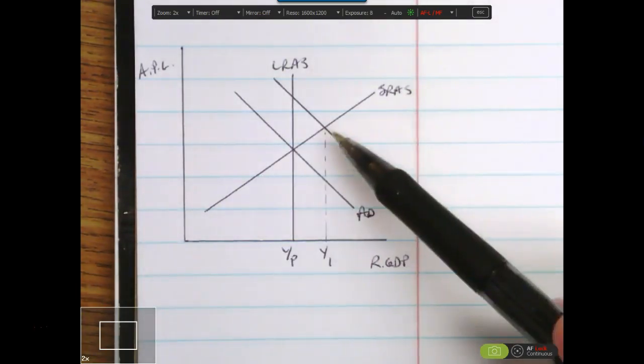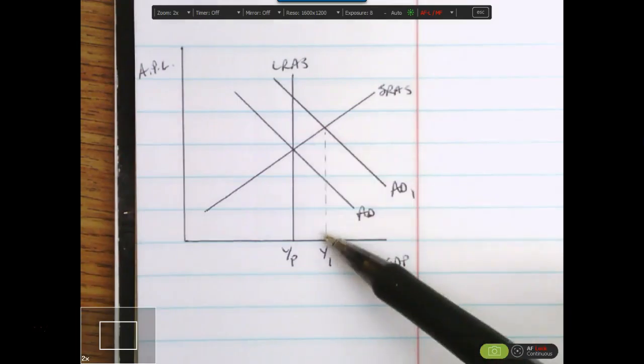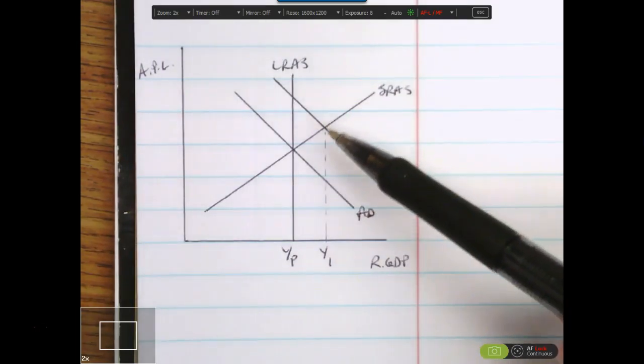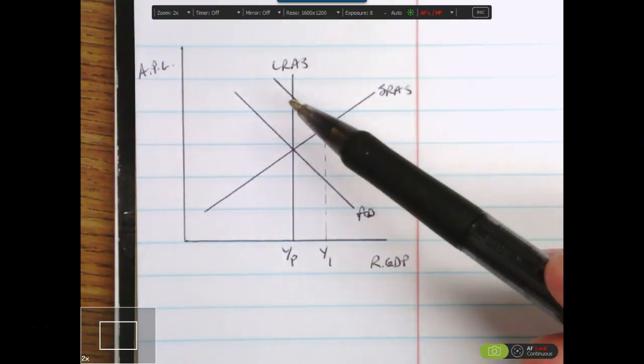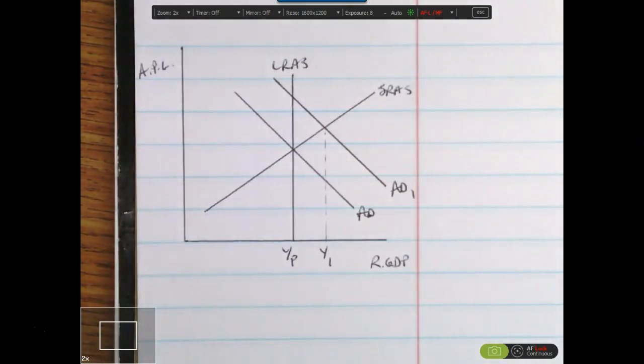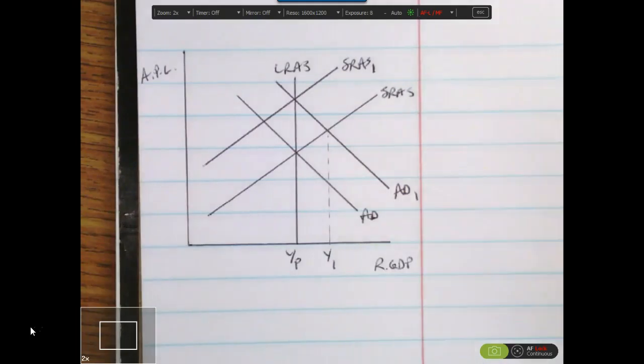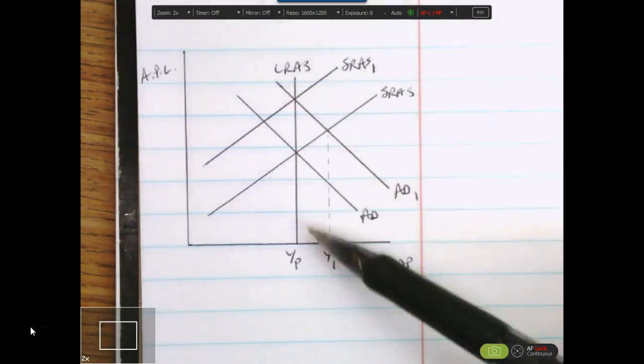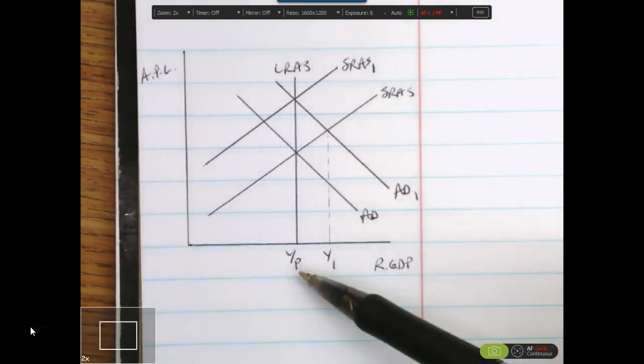So in the short run, wages are sticky, and we stay here at Y1. But eventually, in the long run, workers are going to want higher wages. That's going to cause the cost of business to go up and short-run aggregate supply to shift to the left. And when it does, we have a new equilibrium. And that new equilibrium point is right back at the original potential output.